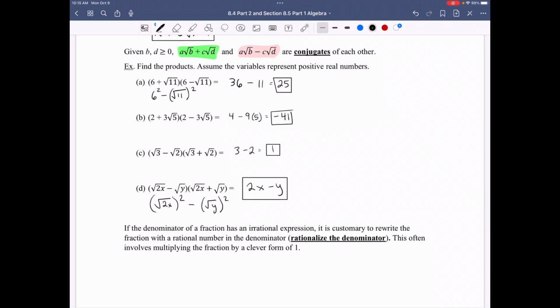As an irrational expression, it is customary to rewrite the fraction with a rational number in the denominator. And this is called rationalizing the denominator. This often involves multiplying the fraction by a clever form of 1. When you're ready, turn the page.